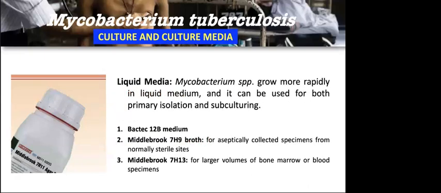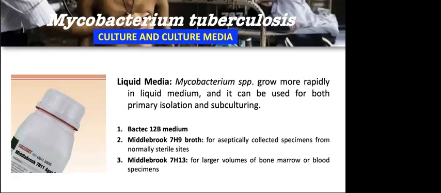Then we have liquid media. This is actually really good for cultivation, the liquid media. They would grow more rapidly in liquid media compared to plated media. So we have the Bactec 12B medium, which is included in the Bactec machine. It's really quite efficient in isolating your TB bacillus.